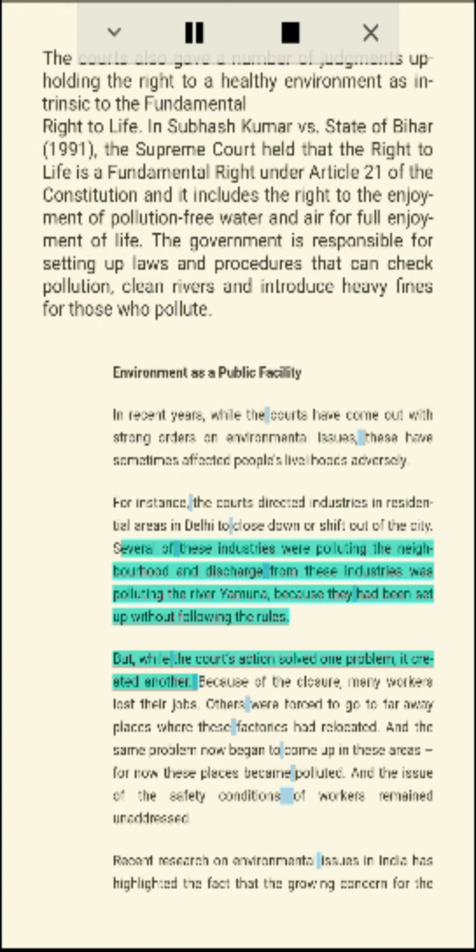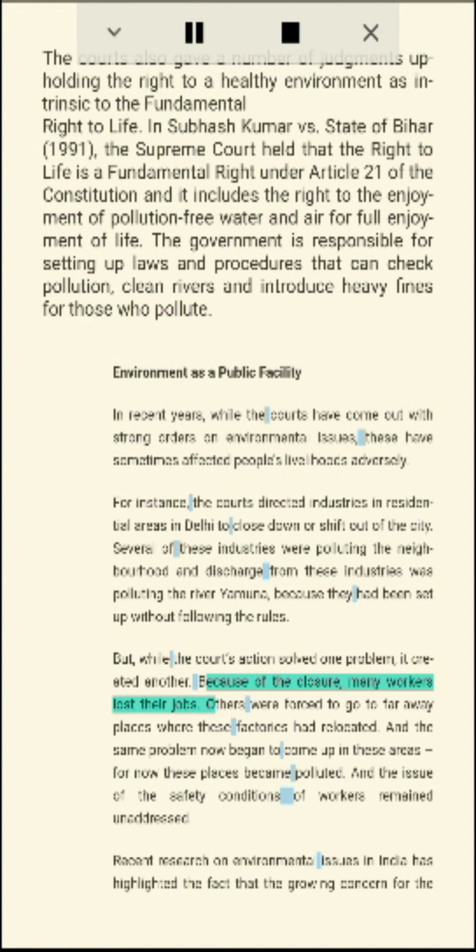In recent years, while the courts have come out with strong orders on environmental issues, these have sometimes affected people's livelihoods adversely. For instance, the courts directed industries in residential areas in Delhi to close down or shift out of the city. Several of these industries were polluting the neighborhood, and discharge from these industries was polluting the river Yamuna because they had been set up without following the rules.